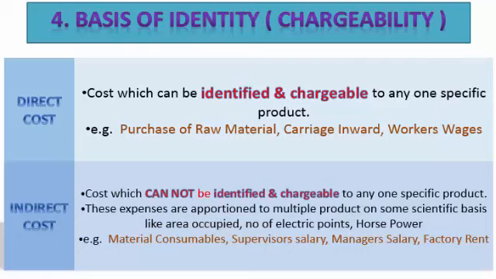Why do we want to classify it as an indirect cost? Because if some cost is incurred as an indirect cost, then this cost has to be distributed among the products on a certain basis, something like what you learned in departmental accounts: on the basis of area occupied, number of electric points, horsepower. So whatever indirect expenses are there, we have to distribute among the various products for which it is incurred.